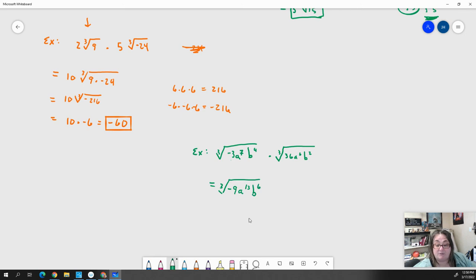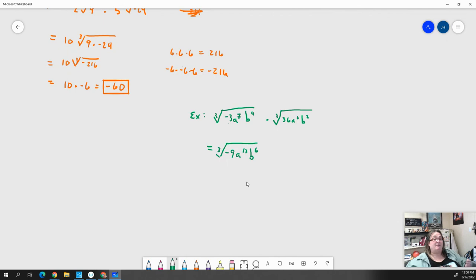And now we can start reducing. That negative 9 can't come out. Nothing times itself 3 times equals 9. Oh, that was 3 times 36, not 3 times 3. Did you see where I screwed that up? It's negative 3 times 36. What is that? Negative 3 times 36 is negative 108. So I'm just going to rewrite that.